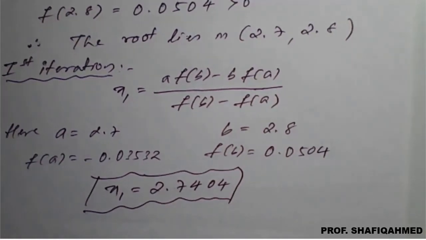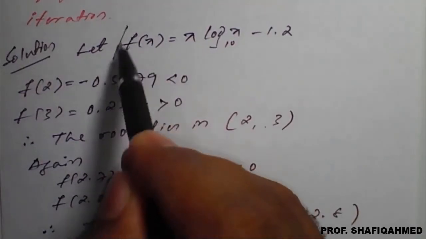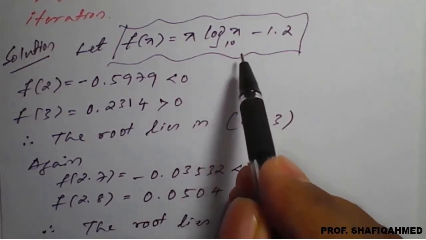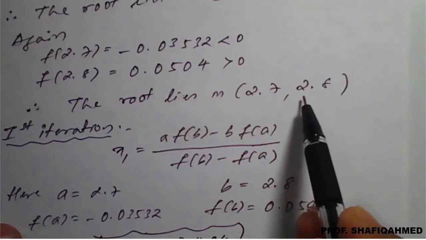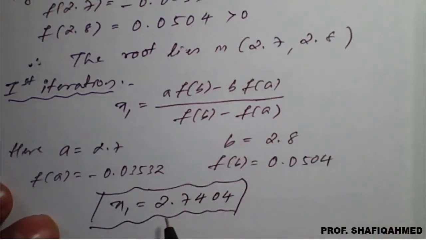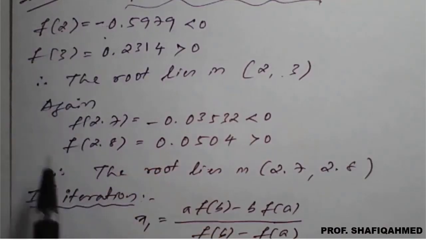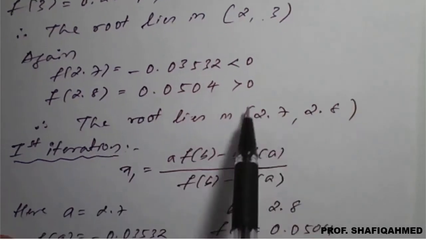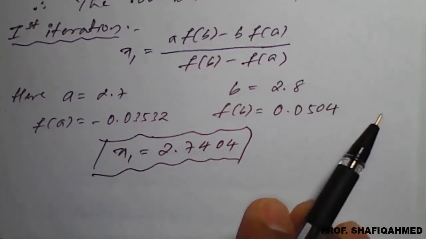So to get x2, this value we got, we need to apply in the above first f of x equation. So we'll see what result we get. If the result is positive, we have to update in place of 2.7, we have to write 2.7404. If we got a negative result, because f here at 2.7 is negative, 2.8 is positive. So if we got a negative result, in place of 2.7, we have to write this answer. Let's see what the value is in the form of second iteration.